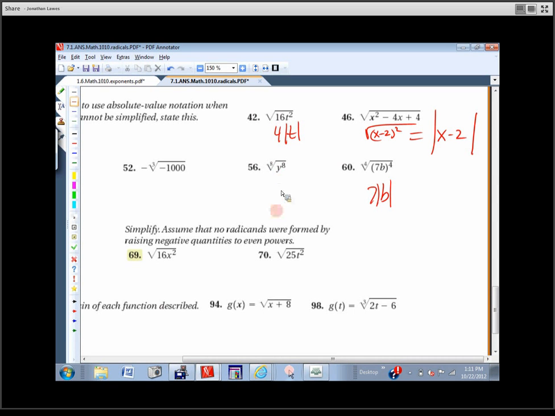Okay, take a look at this one. Pretty easy, right? These just undo each other. The answer is y. Does it need absolute value? Yes, it does, because it's an even root. It's an 8th root.